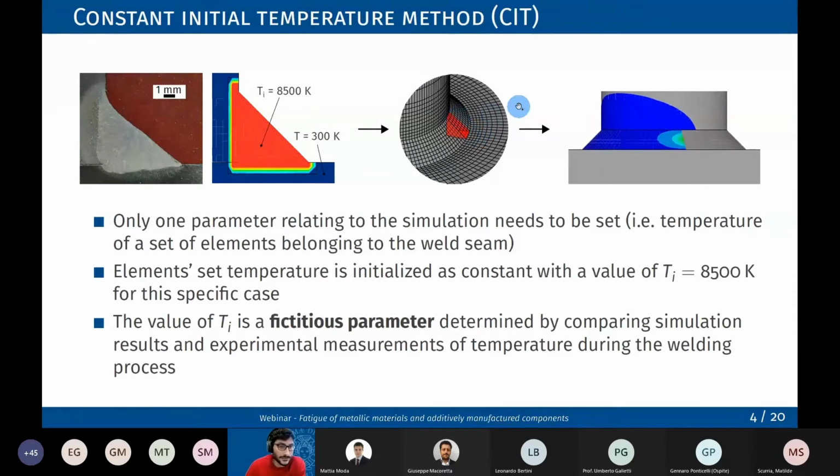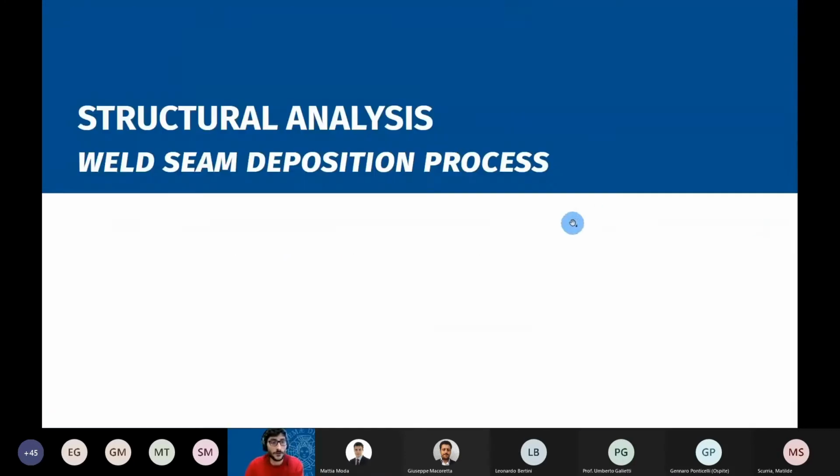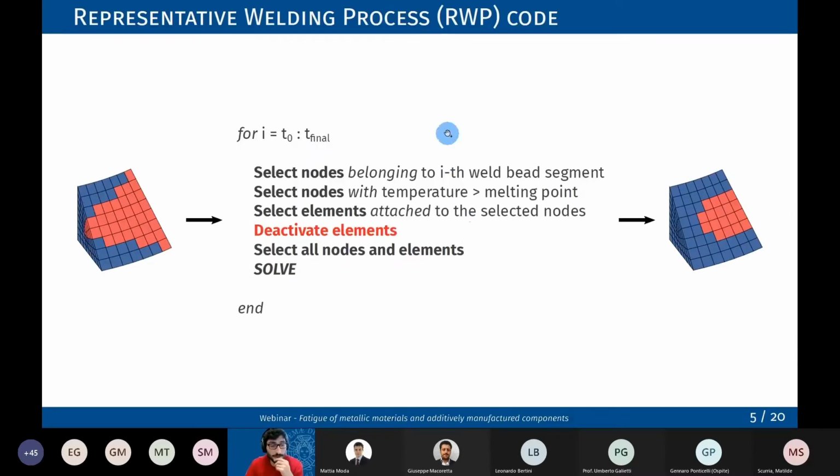I used ANSYS for this simulation, and through the birth and death method, as I said, I subsequently activated a set of elements along the weld bead to describe the temperature field, the temperature history during the welding process. From the structural point of view, we obtained the temperature results, and now we are applying the temperature as a nodal load for the structural analysis.